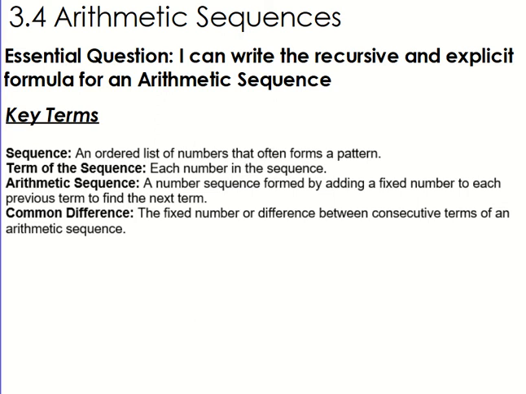So a term of a sequence is whichever number in the sequence it is. So is it the first number in the sequence? Is it the second number in the sequence? It would be the term. So if it's the fifth number in the sequence, it would be the fifth term.